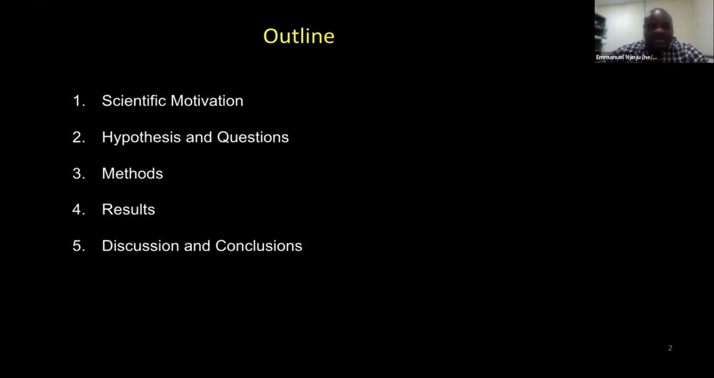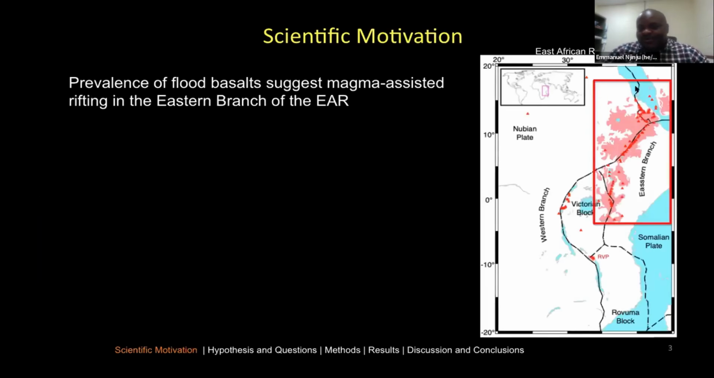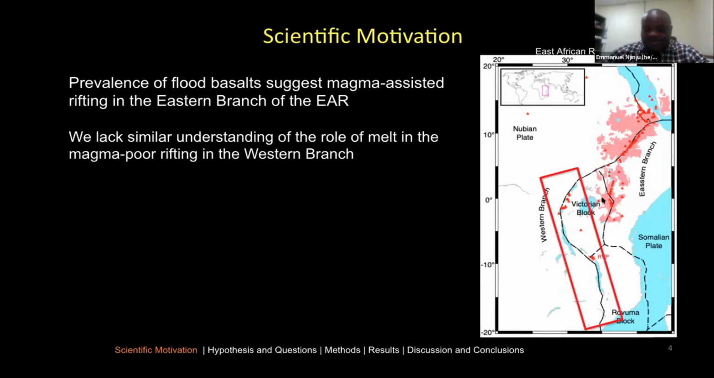So first of all, the main motivation is that the eastern branch of the East African Rift System has numerous volcanic centers, as indicated with the red triangles, and the presence of flood basalts, which suggests that melt might be playing an important role in enabling rifting. However, the western branch of the East African Rift System is magma poor, has very sparse volcanic centers, including the Rungwe volcanic province, which is the southernmost volcanic center in the western branch.